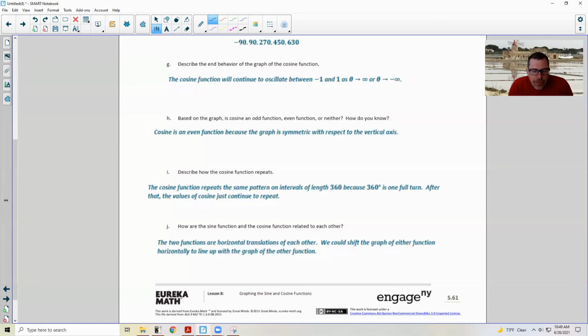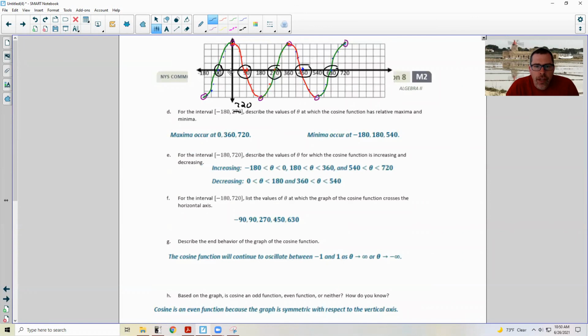Okay, so the two functions have the same maximum, they have the same minimum, and they have the same values in between those maximums and minimums, except they have the same y values, but not x values. So the two functions are horizontal translations of each other. We could shift the graph of either function horizontally to line up with the graph of the other function. And how far would we have to shift it? Well, if the sine function starts at 0 and this 90 degrees is at 0, I would have to shift it left or right 90 degrees to get the cosine function or sine function to land on the other.